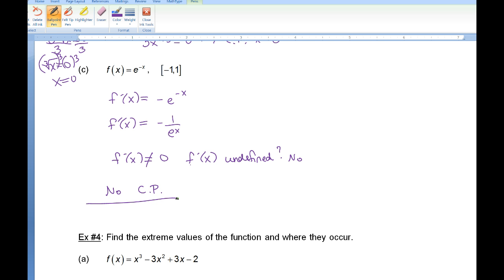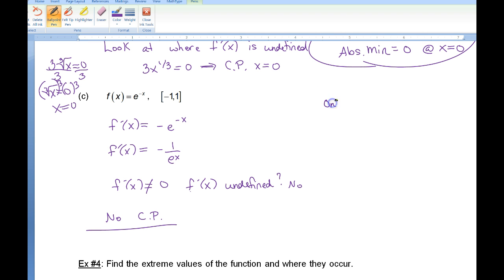Remember, an exponential function will never be 0. There's no value that I could plug in that would make that a 0. So if there are no critical points, we only have to test the endpoints. Even if there's no critical point, you still have to test the endpoints, because one might be the max and one might be the min.